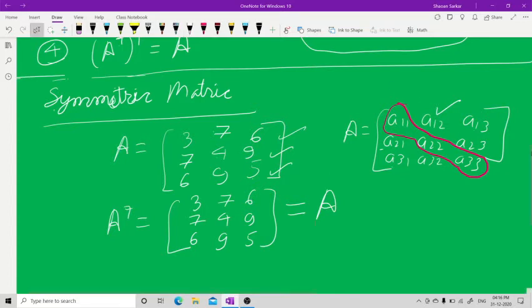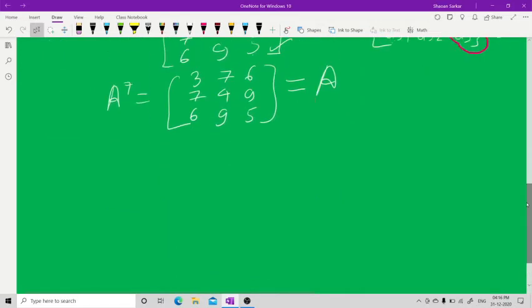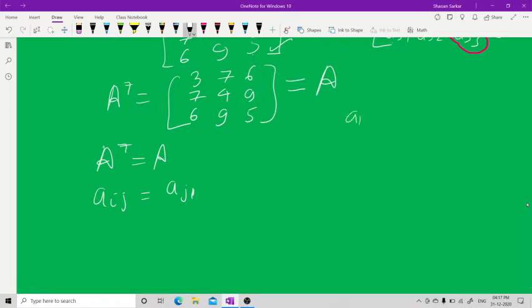Now I'll give you the theoretical. I gave you an example, now I'll give you the theoretical. For a symmetric matrix, the first condition is that A transpose should be A. That is, Aij is equal to Aji. That means here, if I look into this example, this element is the same as this. So A13 will be equal to A31.